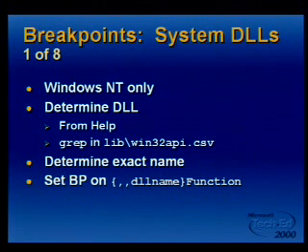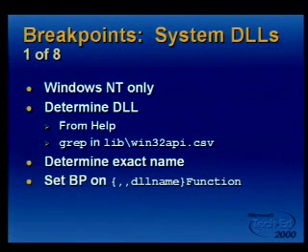So first of all, you need to determine which DLL this particular system function you're interested in is in. Now, you can do that from our help system. It'll give you a guide to all the Win32 APIs and tell you exactly which DLL they exist in. Or you can look in the comma separated value file, Win32 API, which we ship in the lib directory. And that gives you a full set of information about each API, which DLL, which header it lives in.